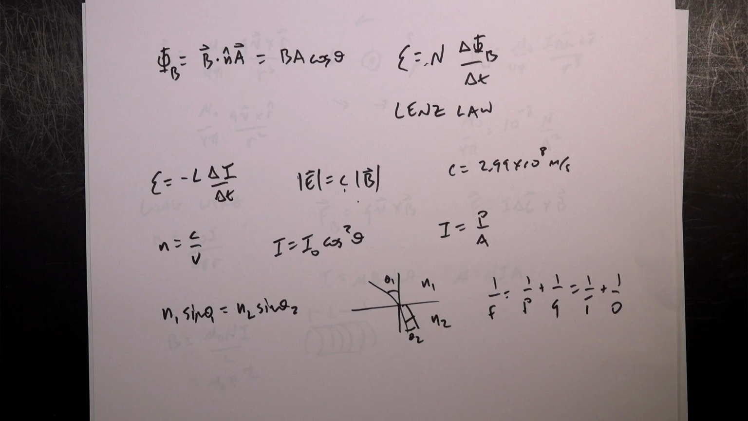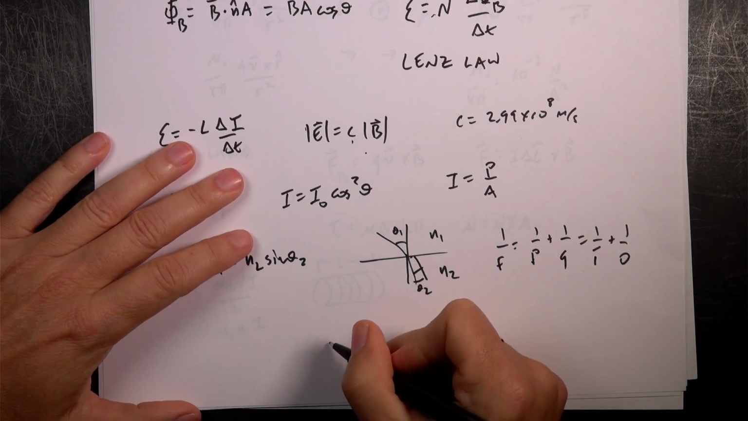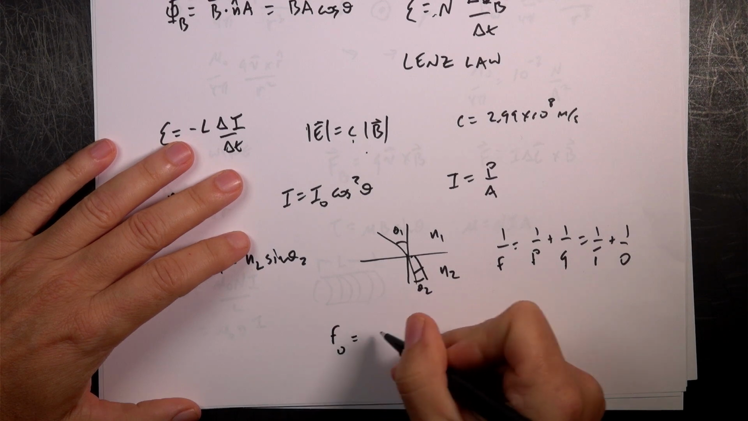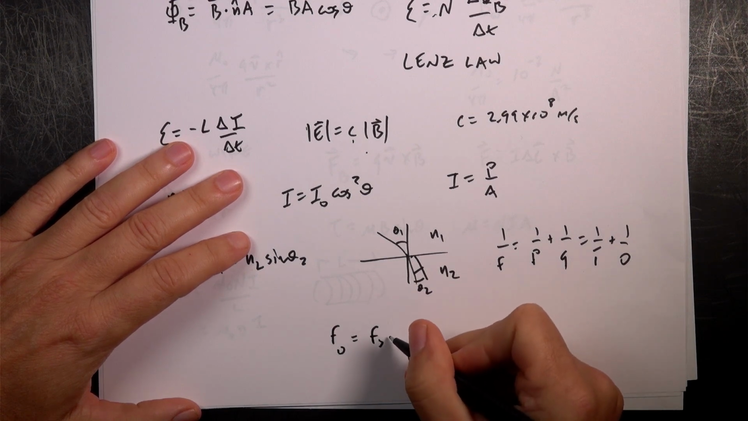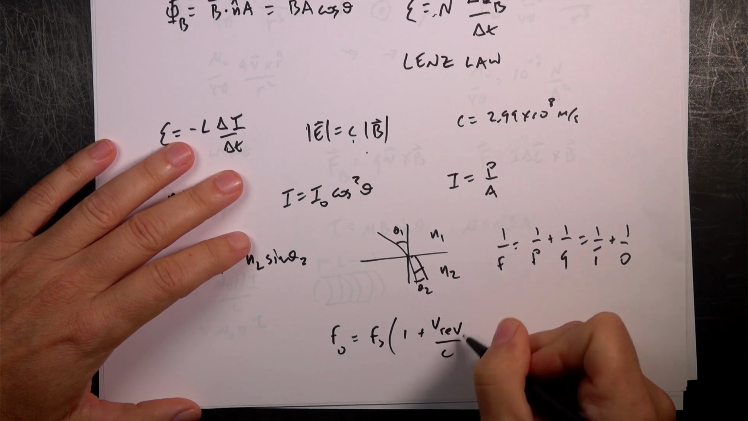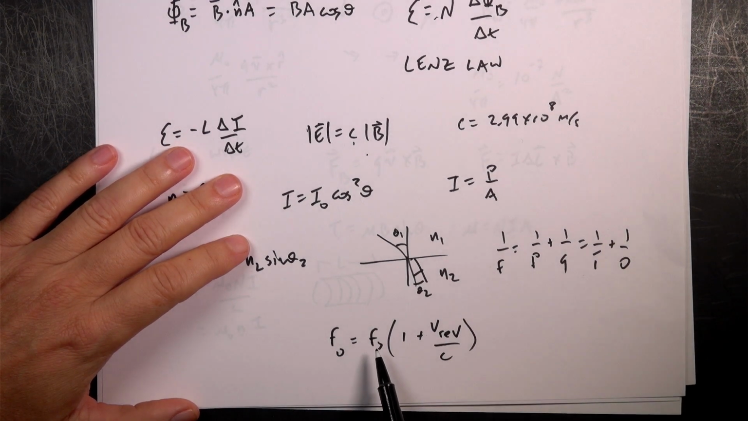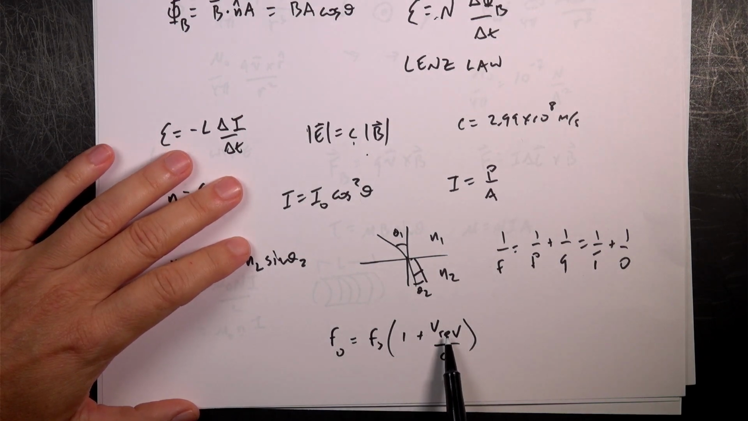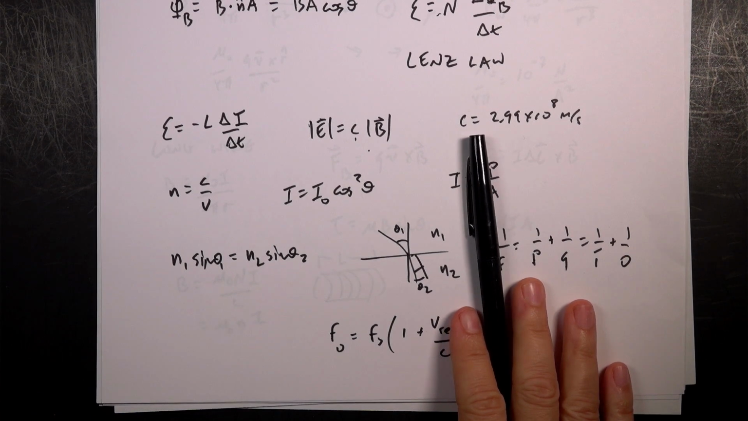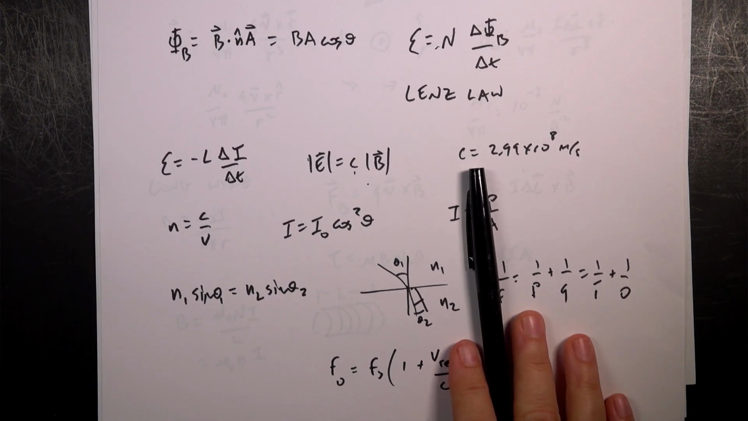I had one more thing that I use in my class, the Doppler shift. f_o equals f_s times, and this is the approximate version, 1 plus v relative over c. f_s is the frequency of light from the source, v is the relative velocity between the source and the observer, and c is the speed of light. Okay, that was longer than I wanted it to be, so I kind of rushed at the end. There's a lot of stuff there, but hopefully that helps.